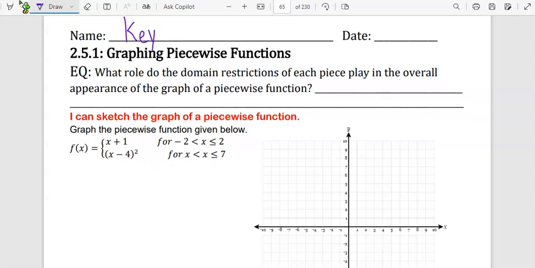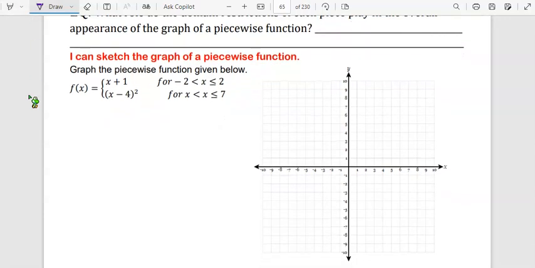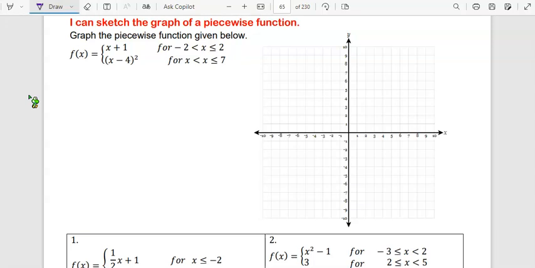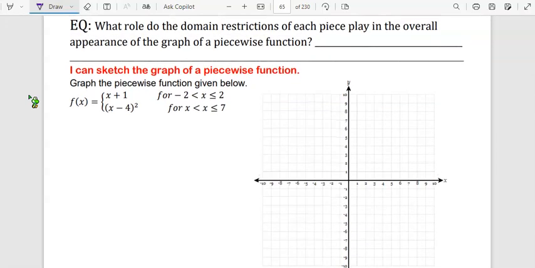2.5.1 Graphing piecewise functions. Essential question: What role do the domain restrictions of each piece play in the overall appearance of the graph of a piecewise function? Skill: I can sketch the graph of a piecewise function. Graph the piecewise function given below.